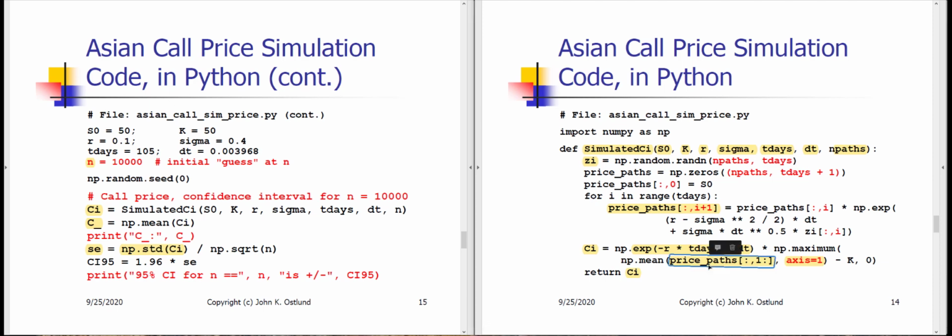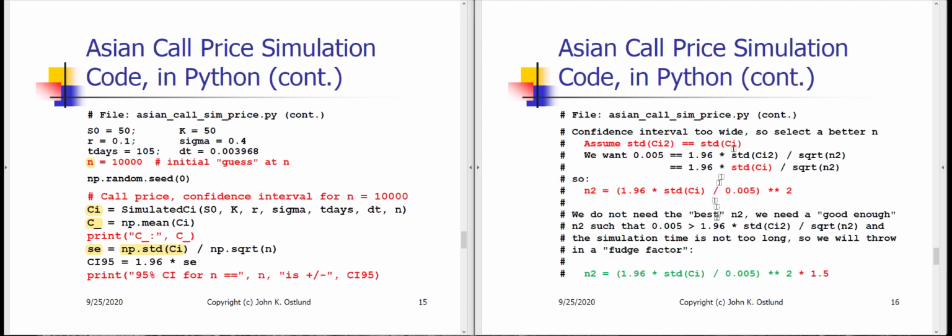Okay, so what we can do is, if the confidence interval is too wide, we want to select a better value for n. Let's assume that the standard deviation we're going to compute from our second simulation of call prices, we're going to call this CI2 for our second simulation, ought to be very close to the standard deviation that we already got for our initial simulation involving 10,000 paths.